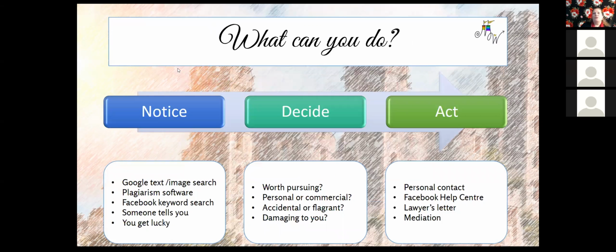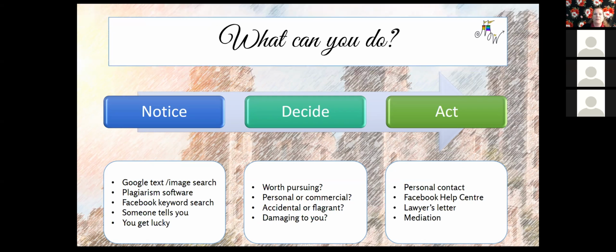So what can you do if you discover that your work is being misused? The first thing is that you need to notice that it's happening. Now, misuse of your work or an infringement of your copyright, to use the legal language, is something that could come to your notice in a number of ways. Towards the end of this webinar, I'll tell you a bit more about doing Google text and image searches or using plagiarism software to actually find out how your work is being used or if it's being used by other people. There's also Facebook keyword search.